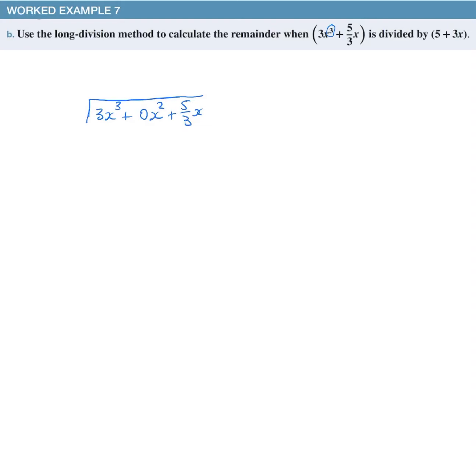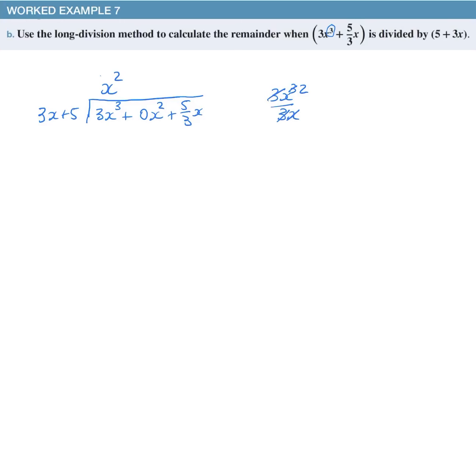And what I'm going to do is divide it by 5 plus 3x. And I'm going to rearrange this so that my leading term is also my leading exponent. So this is going to be then 3x plus 5. Like we did in the first step, I'm going to say what is 3x cubed divided by 3x. So I'm going to divide 3x into 3x cubed. This 3 cancels with that 3, this x cancels with one of those, so I've got x squared. I'm going to write x squared at the top.